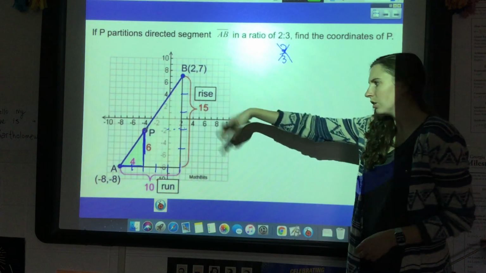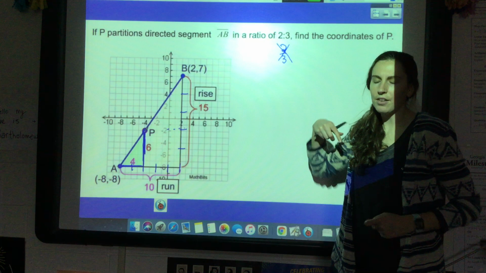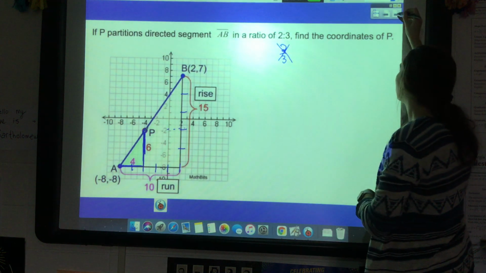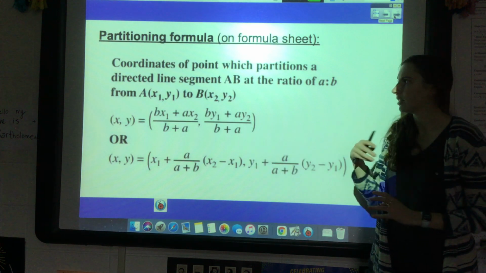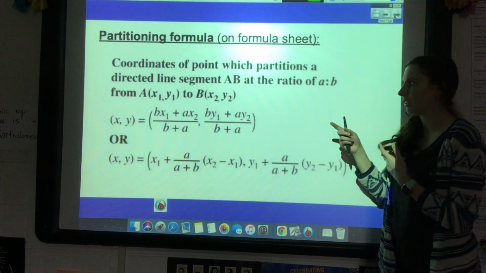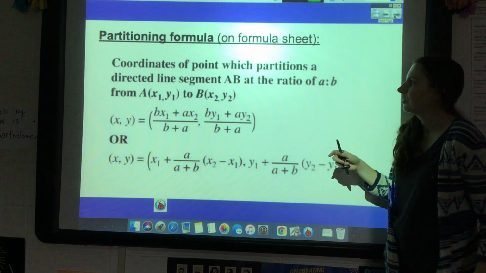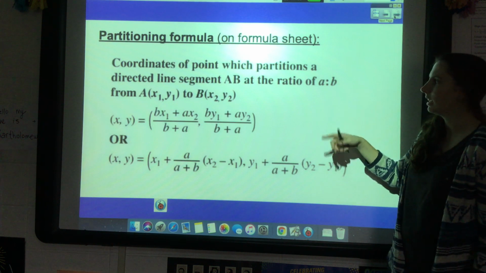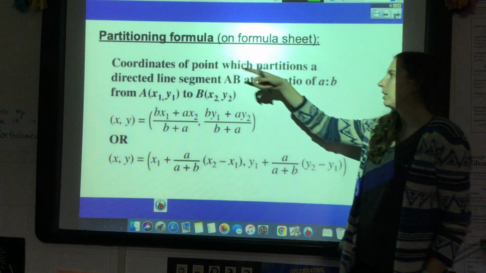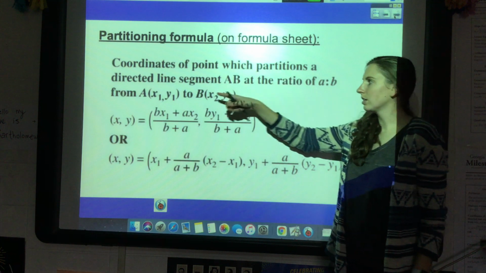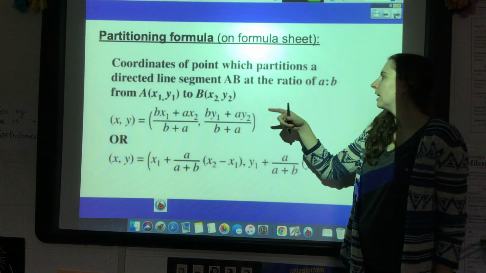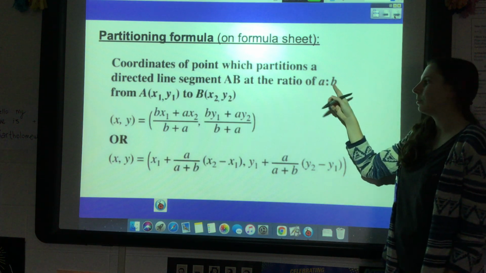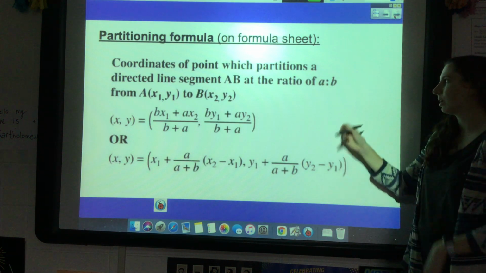Here's the good news. You don't really have to worry about all this mess on a graph, because there's actually a formula that will do this for you. It looks very complicated. Don't be scared though, you just fill in the pieces. It's on your formula sheet, and it tells you in words, first of all, what it is. The coordinates of a point, which partitions a directed line segment, AB, so A is the start, B is the end, at the ratio of A to B, so it's going to handle the ratio part for you.